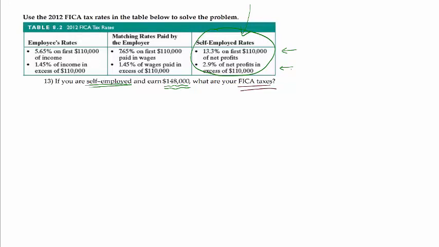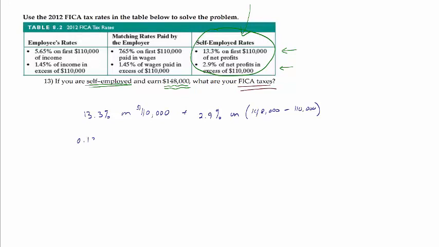So I'm going to be paying a part at each percent. I'm going to be paying 13.3% on the first $110,000, and then I have to pay 2.9% on any excess of that. So I have 148,000 minus 110,000, and just that part I'm going to pay at the 2.9%.